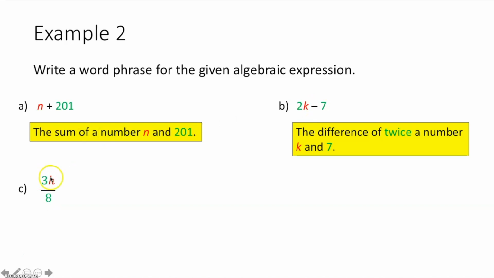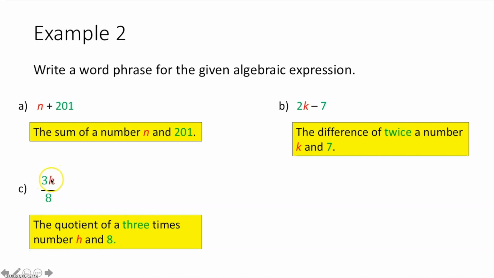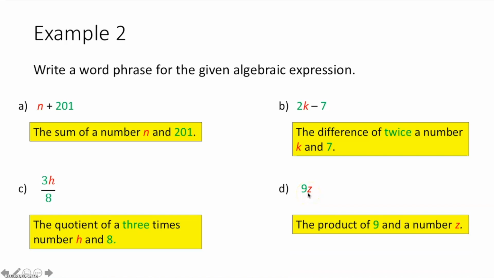Part C, we have 3h over 8, or 3h divided by 8. Again, you could say that, or get more specific with it. Because it's division, I'm going to say quotient. We're going to say the quotient of 3 times a number h and 8. Lastly, we have 9z. So, a couple ways to do this. Because you are multiplying, you can use the product. You can say the product of 9 and a number z, or 9 times a number z.